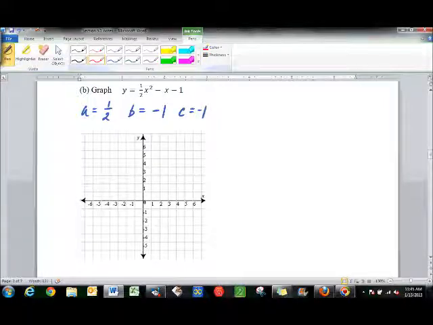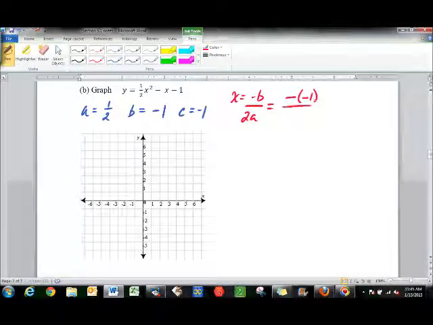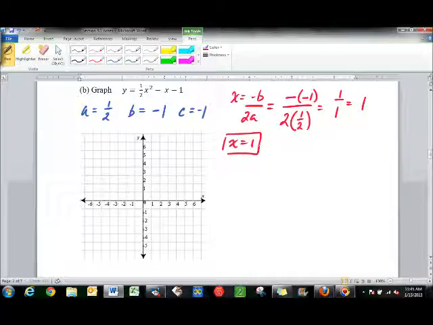So I'm going to use my formula again. X equals -b over 2a to find my vertex and axis of symmetry. Keep in mind, since B is already negative, we have to do -1 over 2 times 1/2, which is going to give me 1 over 1. And again, my axis of symmetry is x equals 1. Now keep in mind, this is just coincidence. It's not always going to be x equals 1.